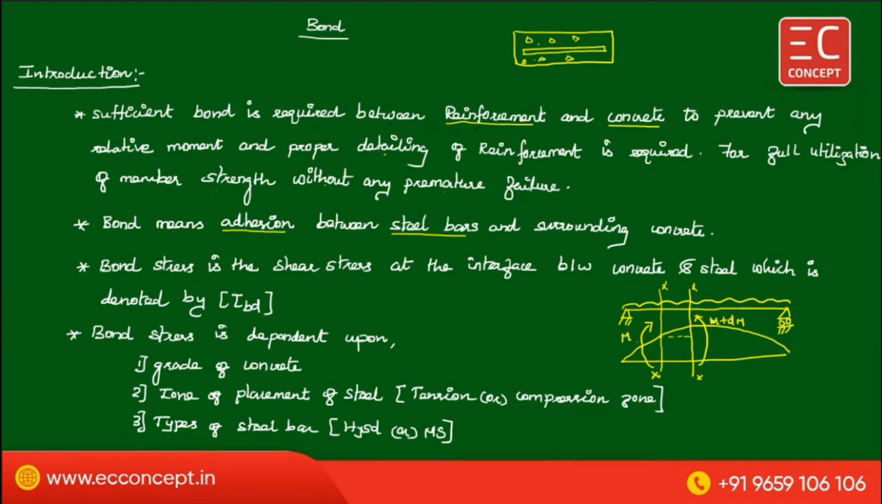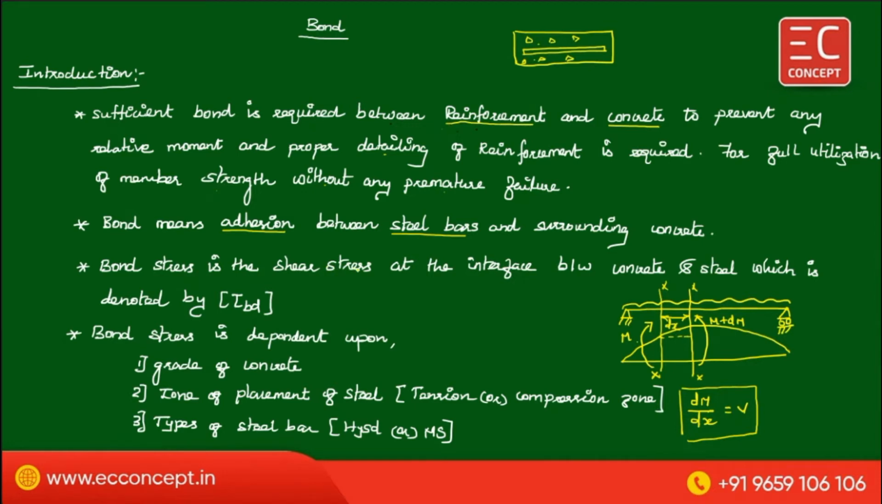The amount of dM moment is unbalanced. This M is balanced by this M, clockwise and anti-clockwise, but this dM is not balanced, over a distance of dx. So dM by dx is equal to what? Shear force. Whatever the change in bending moment between these two points, that is equal to shear force. So corresponding to shear force, what kind of stress will be there? Shear stress. So bond stress is a shear stress.